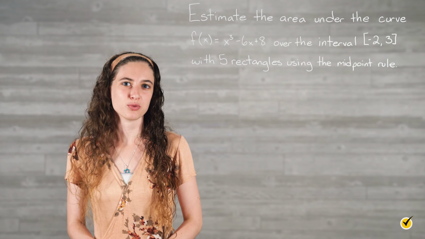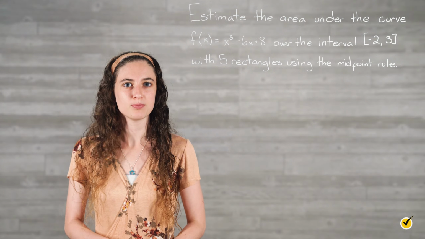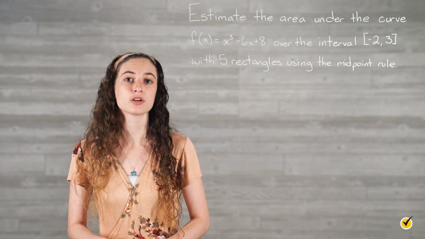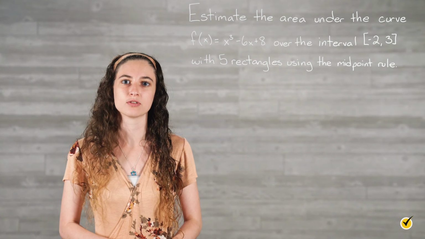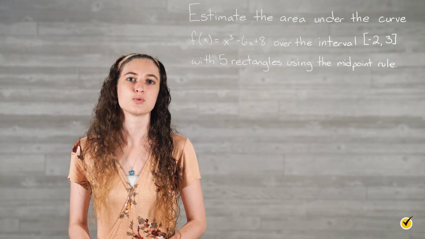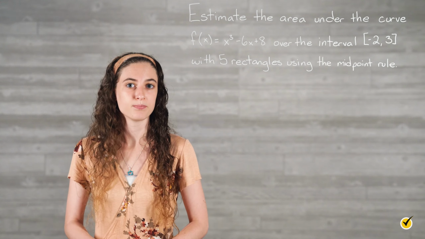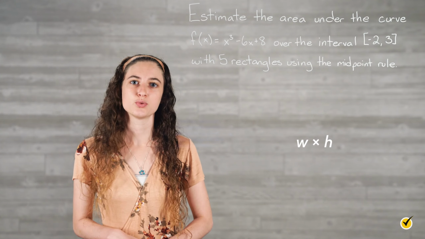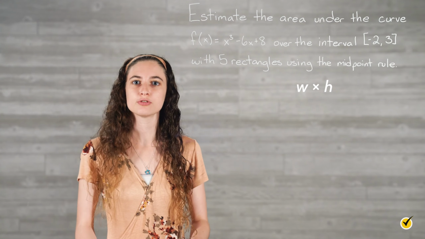Here's an example of the rule being used in a math problem. Estimate the area under the curve f of x equals x cubed minus 6x plus 8 over the closed interval -2 to 3 with 5 rectangles using the midpoint rule. When this rule is specified in a problem like this, it sounds pretty much like the other two Riemann sums. As with the other methods, the trick is figuring out where to measure the height of each rectangle. Remember, the area of a rectangle is width times height, and we're going to add a bunch of them, so the general idea is the same as before.